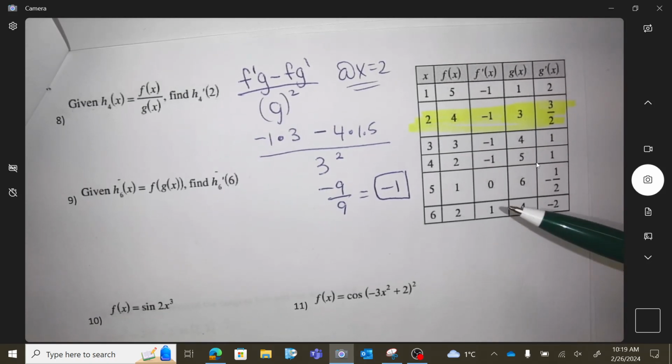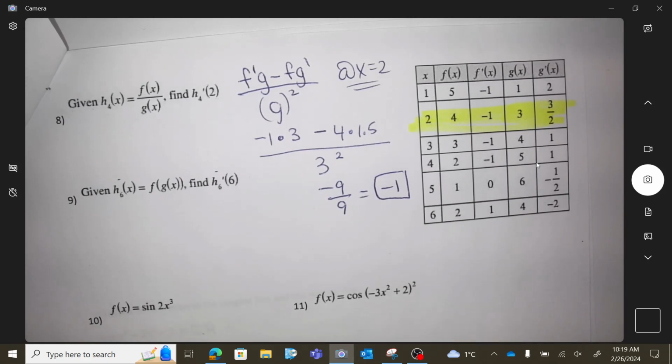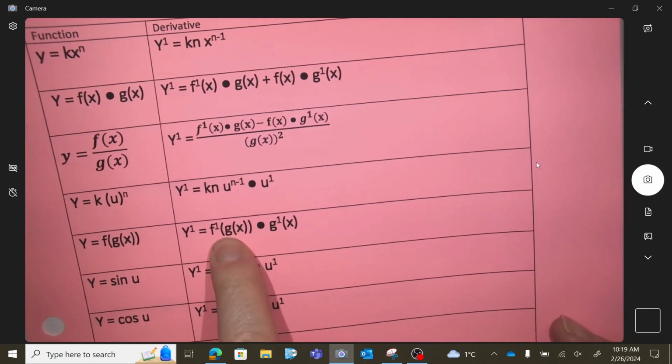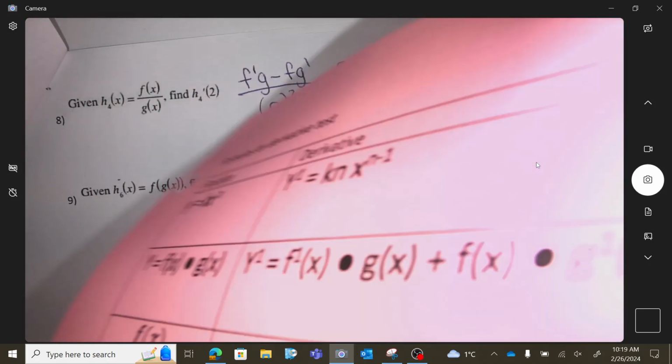Okay, is that okay on the chart? You're just following the rules and the patterns. Number 9 is the one we haven't used that much. The only time you use this rule is on a chart. I don't think I've ever done one as an equation. So you do the derivative of that and then you attach.